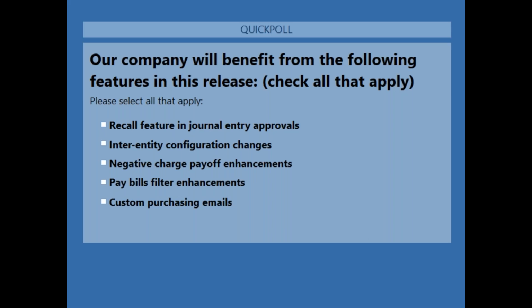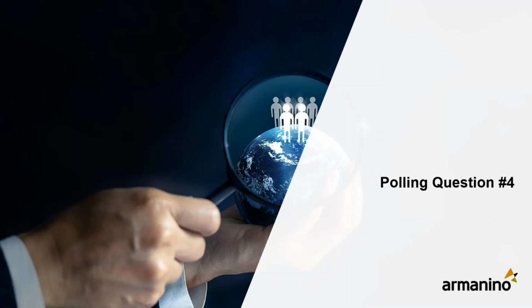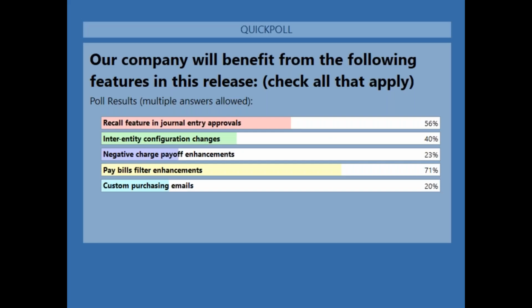Lots of people voting. The recall feature and journal entry approvals, the inter-entity configuration changes, negative charge payoff enhancements, paying bills filter enhancements. Those were some nice ones. I am excited about those. And using some custom purchasing emails. Okay, we're gonna end polling. 3, 2, 1, ending polling.